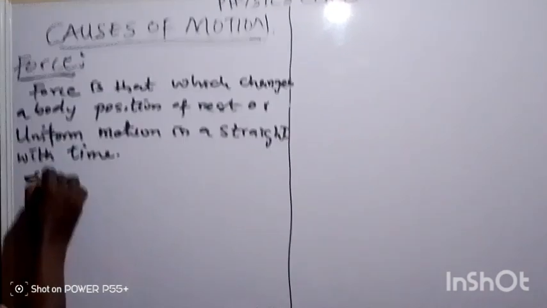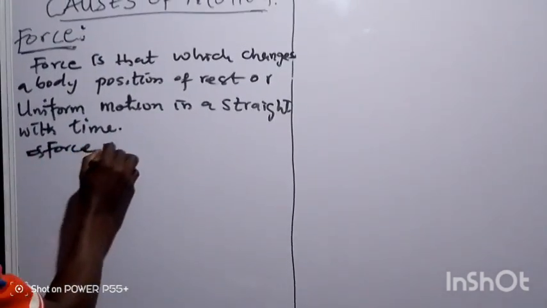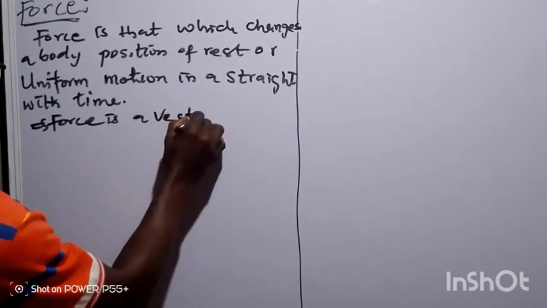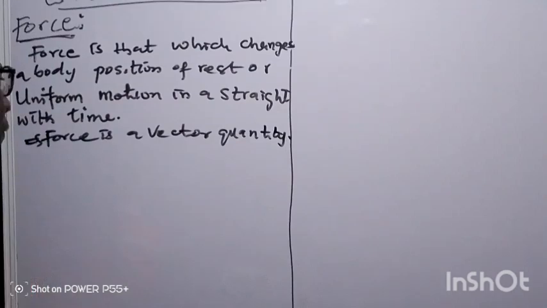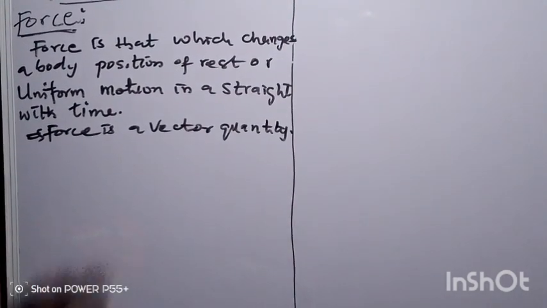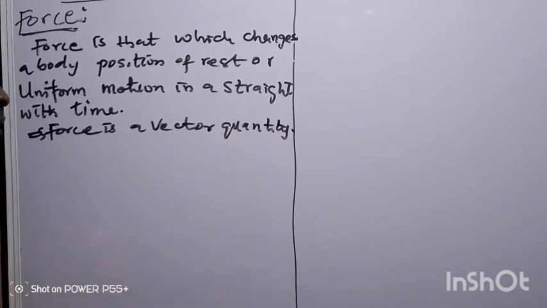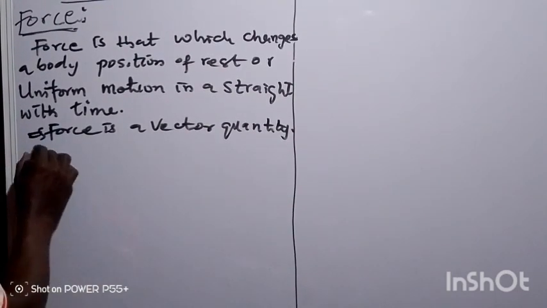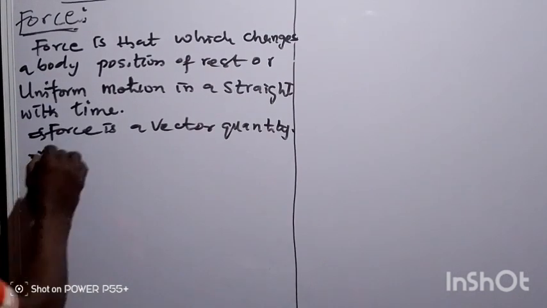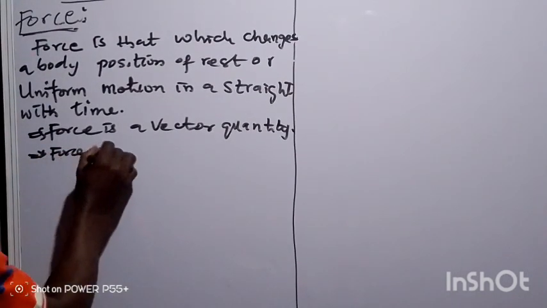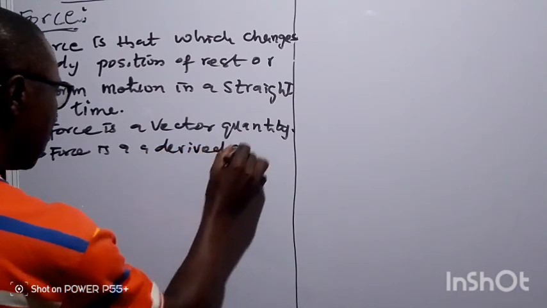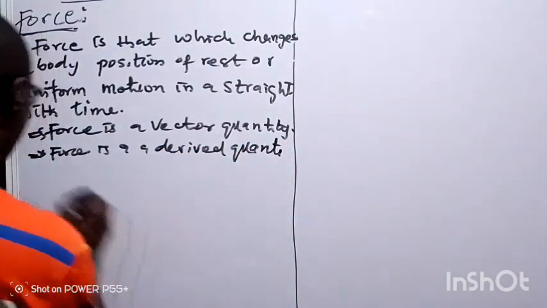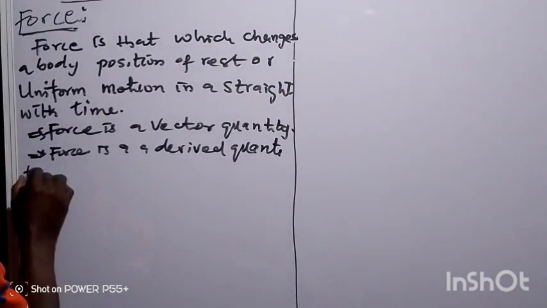Force is a vector quantity. When you say vector quantity, it is a quantity that has both magnitude and a specific direction. That's what I mean by vector quantity. Another point about force: force is a derived quantity.